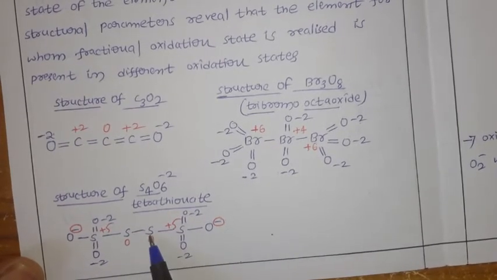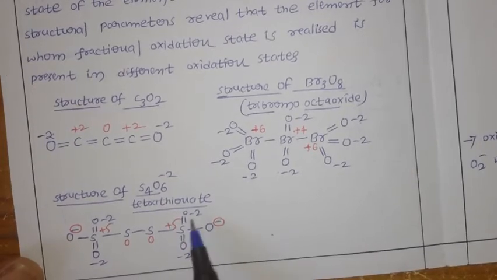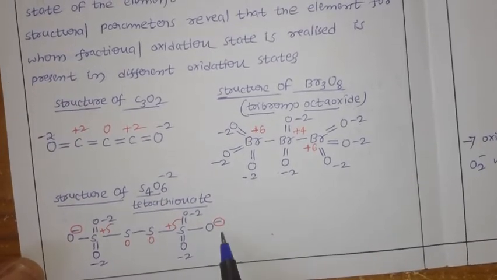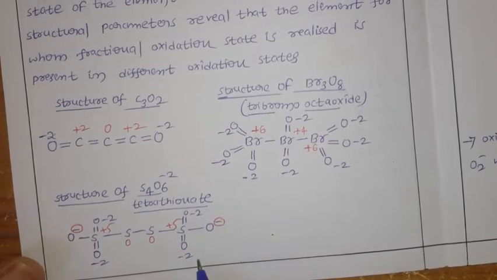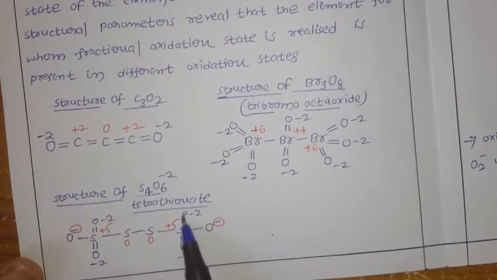Here also sulfur is the same element, so zero oxidation state. Now come to this sulfur atom again. Here we have minus 2, minus 2, minus 1. So total minus 5 is there. This is going to compensate with plus 5 on the sulfur atom.